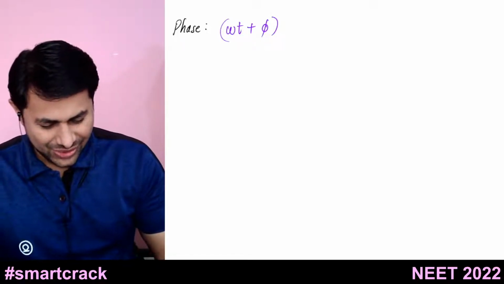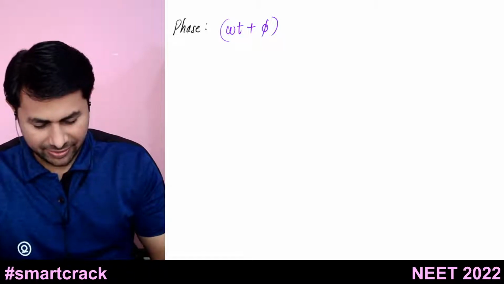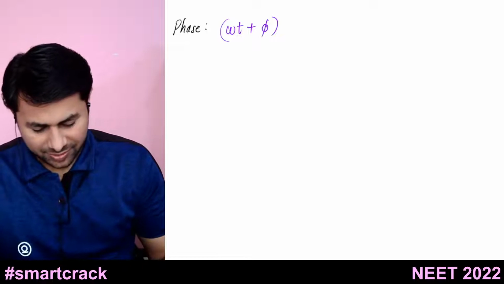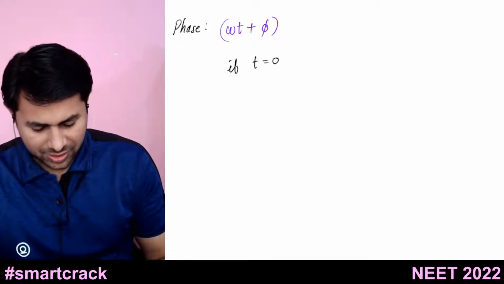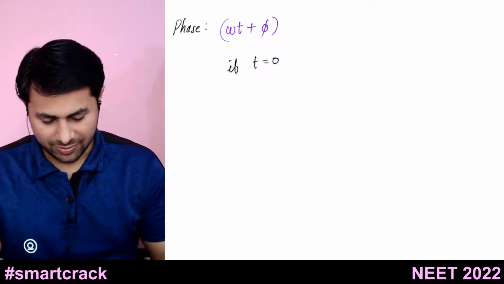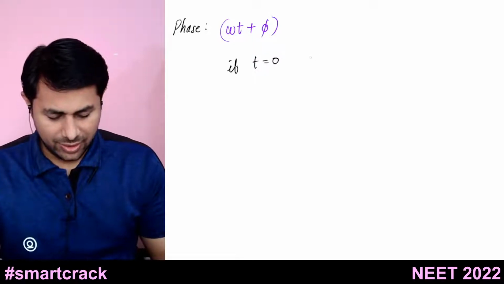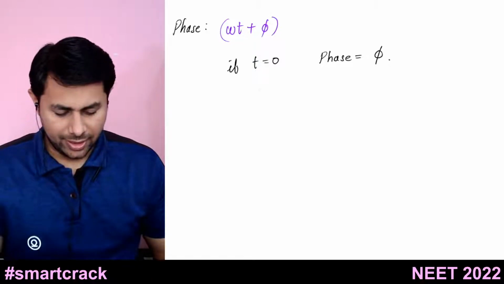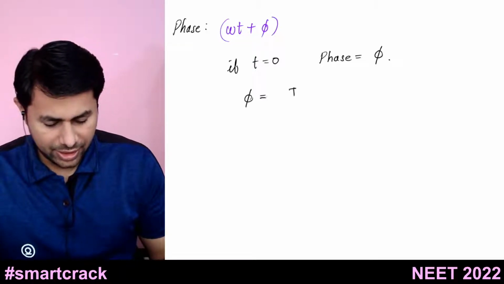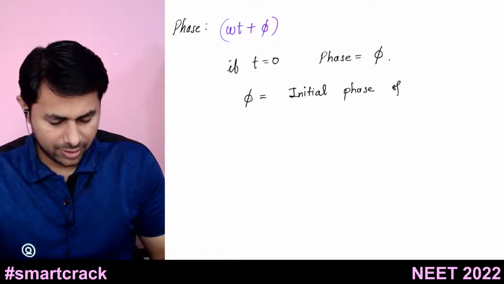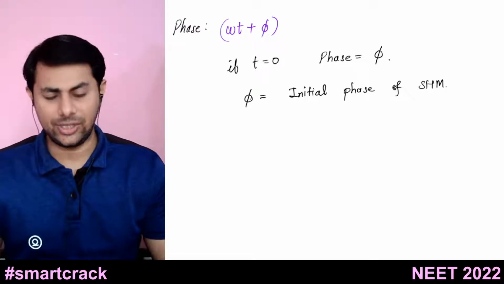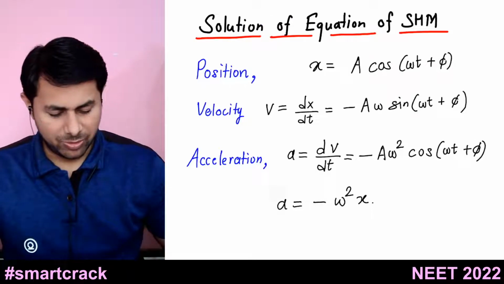Anyways, so phase is given by omega t plus phi. And if t is equal to 0, what do you get? This first term will be 0, and you will be left with phase equals to phi. So this phi is known as the initial phase of your simple harmonic motion. Phi is known as the initial phase of the simple harmonic motion.